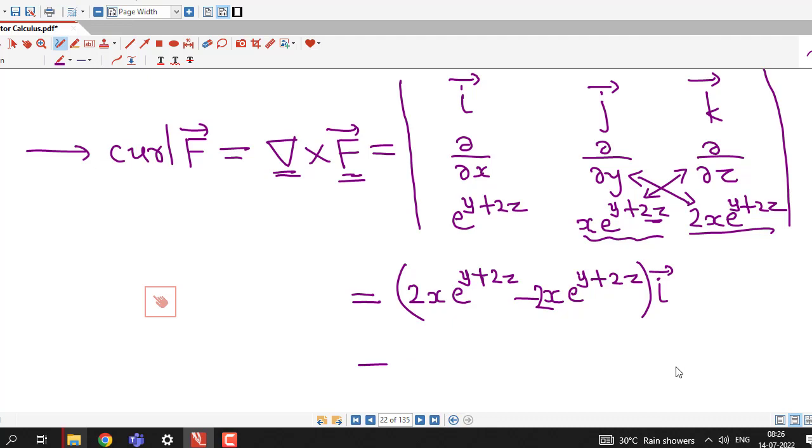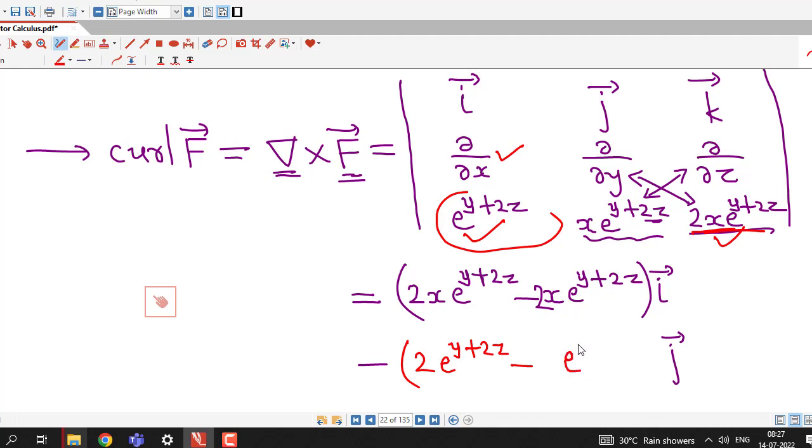Then we consider this vector j cap with negative sign, and now we will take determinant of this 2 by 2 square matrix, del by del x of this quantity minus del by del z of this quantity. So first we write down partial derivative of this quantity with respect to x. So we will consider 2 e raised to y plus 2z as constant, and derivative of x is 1. Similarly, derivative of e raised to y plus 2z with respect to z is e raised to y plus 2z into derivative of y plus 2z with respect to z, which is 2. And then this is multiplied with j bar.